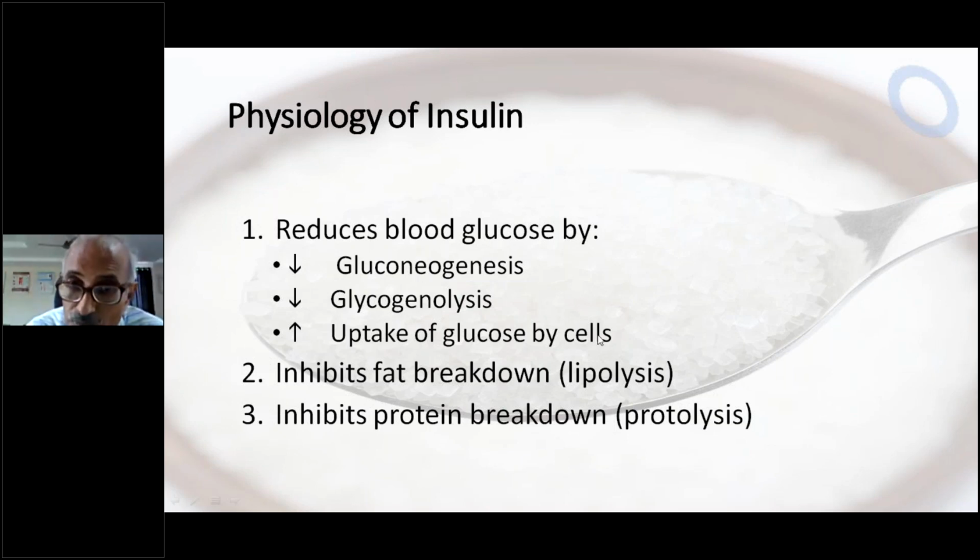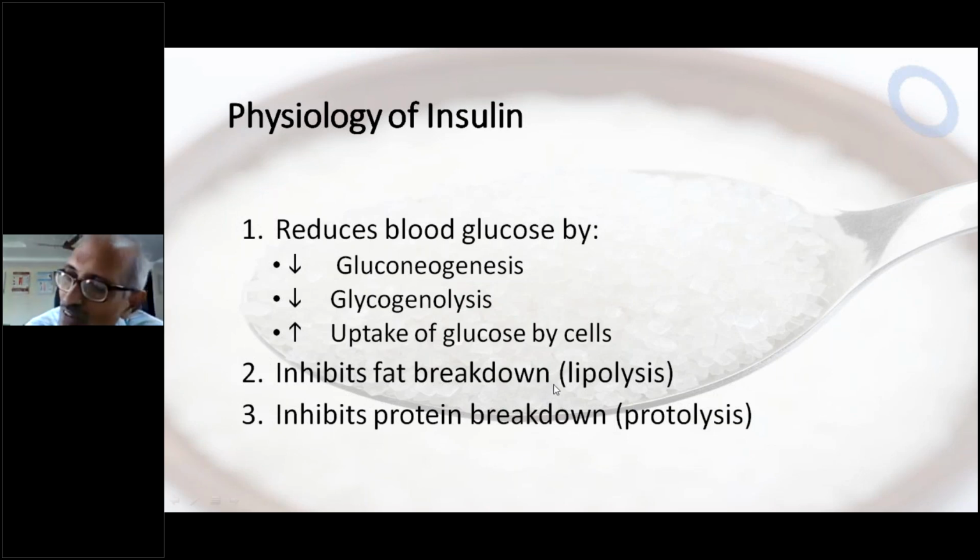In addition to this, on fat metabolism, what does it do? It inhibits fat breakdown, so it preserves the fat cells. Lipolysis is prevented. And on protein, again, it prevents proteolysis. All these are anabolic effects of insulin.